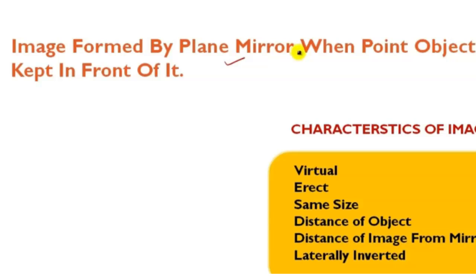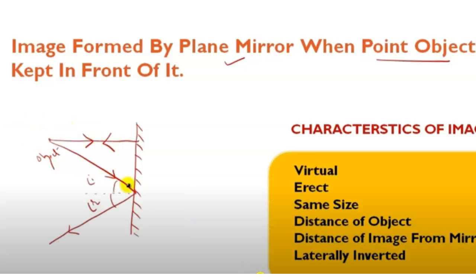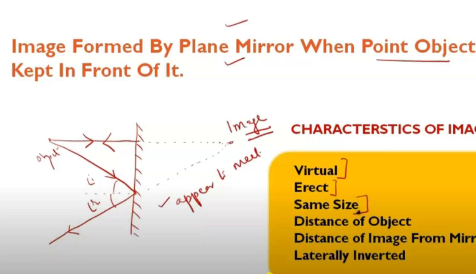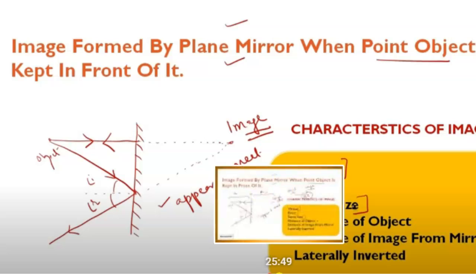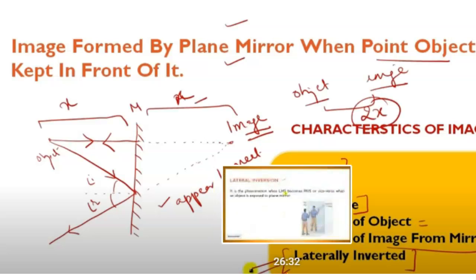The image formed by a plane mirror when a point object is kept in front of it will be virtual, erect, and of the same size. The distance of the object will be equal to the distance of the image. I have already told you this, so let's move further. This is how the image is formed: virtual, erect, same size, and also laterally inverted.